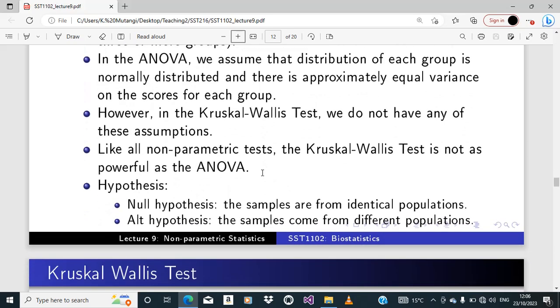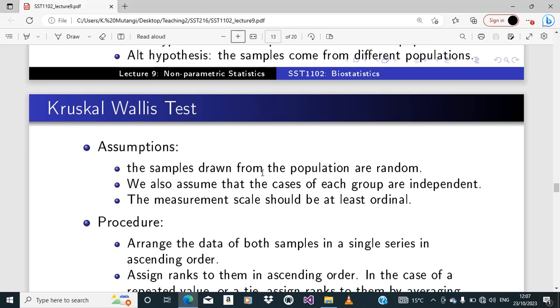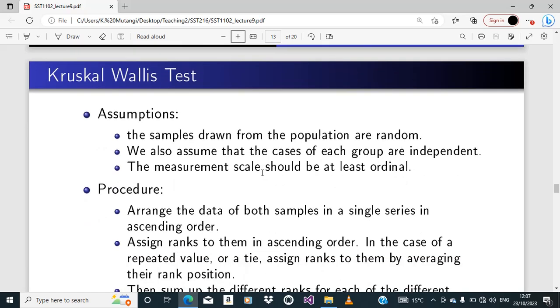procedure. What is the hypothesis to be tested under the Kruskal-Wallis test? You are saying the samples are from identical populations, and the alternative is that the samples come from different populations. The assumptions will follow. We assume that the samples drawn from the population are random, and we also assume that the cases of each group are independent. The measurement scale should be at least ordinal. This is in order that we be able to rank the observations. We can only rank if the observations are at least ordinal.